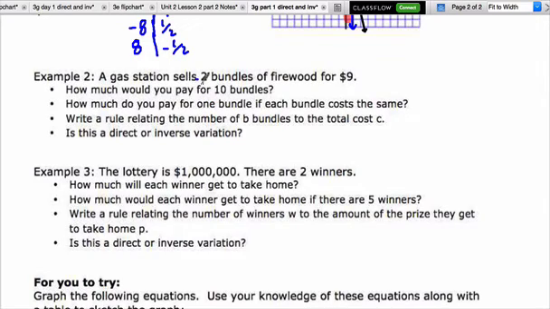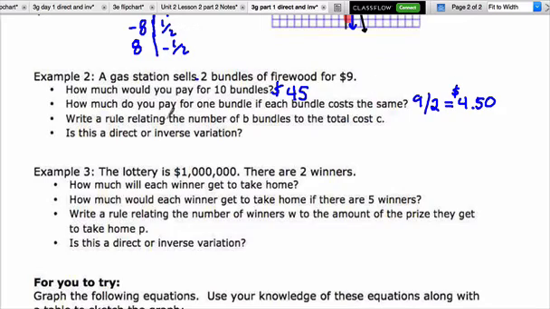All right, so how much would you pay for 10 bundles? Well, you could think of this a couple ways. You could first find out what 1 bundle is, or you go, okay, well, 2 into 10 goes 5 times. So I have 5 groups of 2, so 5 times 9 is 45. Then on this next one, it says, how much do you pay for 1 bundle? Each costs the same, so that means I'm going to take my 9 and divide it by 2, and I get $4.50.